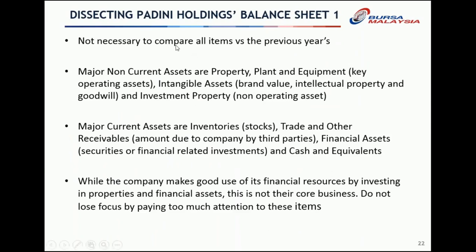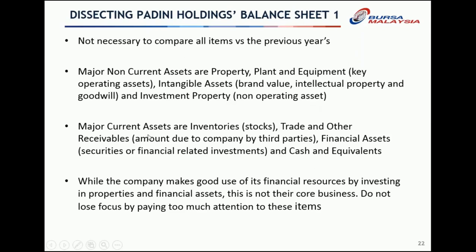As I mentioned, when dissecting the balance sheet, it's not necessary to compare all items versus the previous years. Major non-current assets are property, plant, and equipment, which are the key operating assets. Intangible assets are brand value, intellectual property, and goodwill. Investment property is among the non-operating assets.